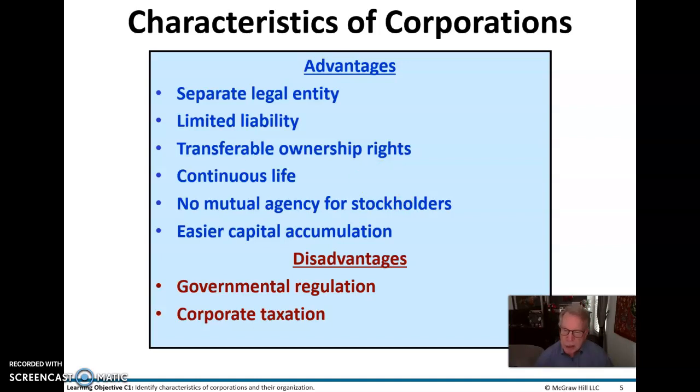The disadvantages are significant. Government regulations are particularly onerous for publicly traded companies. Not only do you have SEC reporting, but you also have now SOX reporting. Both of those take a tremendous amount of time and money to do. Corporations are taxed as a corporation. Corporations, like a person, have to pay their taxes, and they're not inconsiderable.